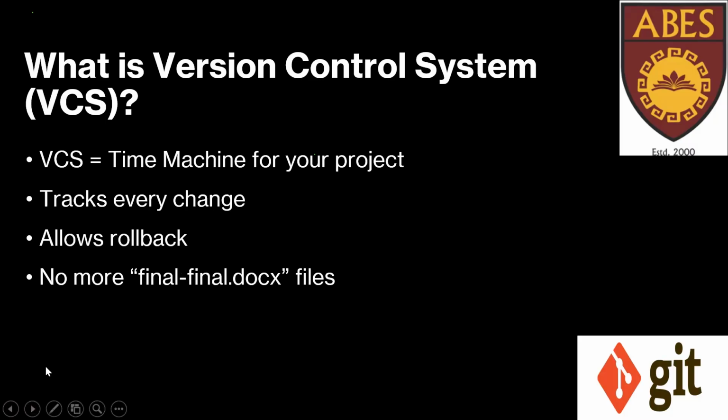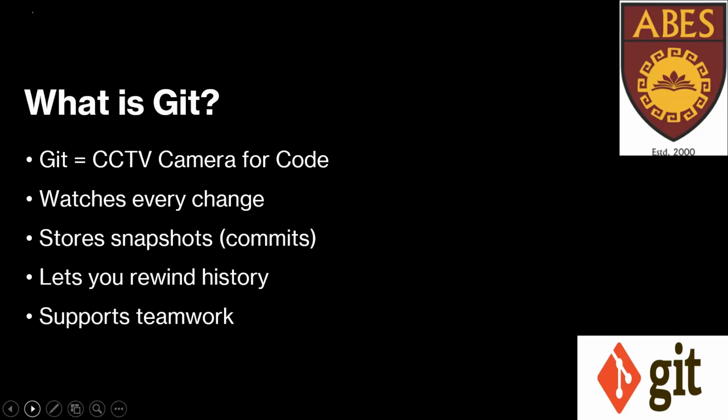A version control system is a tool that records changes to files over time so that you can recall specific versions later. It means if you're currently on version 2, you can easily move back to your previous version, that is version 1. So you don't have to create multiple files like final.docx as in the previous example.